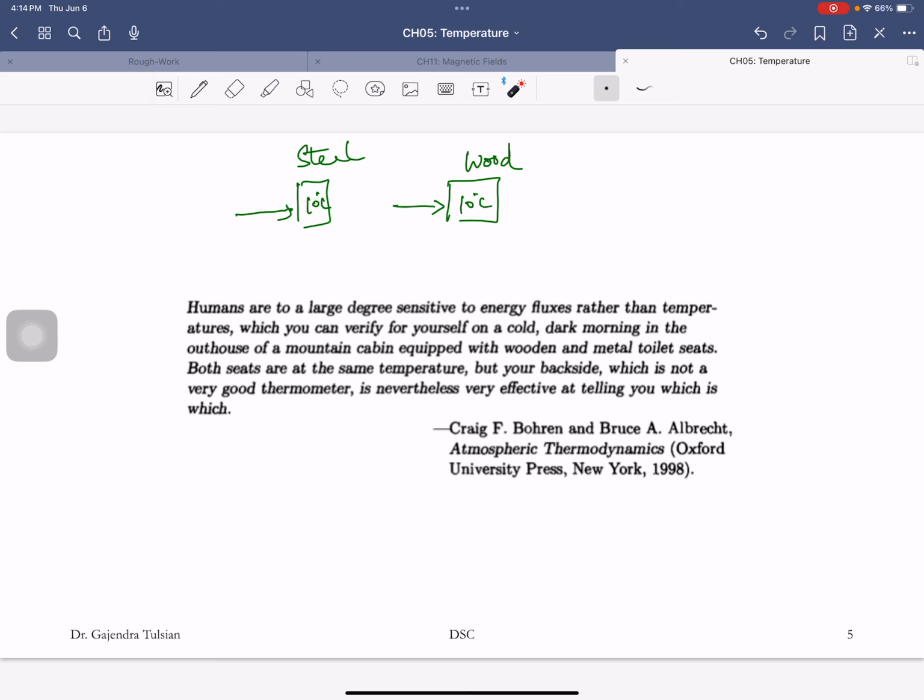Here's a good one. Humans are to a large degree sensitive to energy fluxes, flow of heat, rather than temperatures, which you can verify for yourself on a cold, dark morning in the outhouse of a mountain cabin equipped with wooden and metal toilet seats. Both seats are at the same temperature, but your backside, which is not a very good thermometer, is nevertheless very effective at telling you which is which. So again, the rate of heat loss is what we're more sensitive to.